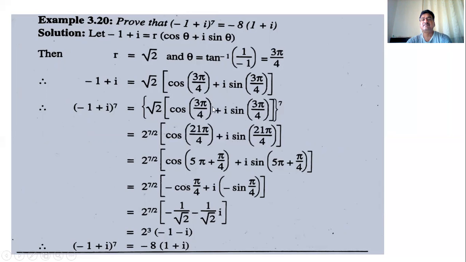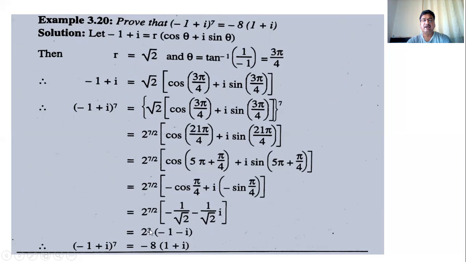So this becomes cos of 3 pi into 7 by 4, that means 21 pi by 4, plus i sin 21 pi by 4. And then the value of cos 21 pi by 4 is cos of 5 pi plus pi by 4, plus sin of 5 pi plus pi by 4. And cos of 5 pi plus pi by 4 is minus cos pi by 4, and this is minus sin pi by 4. And then the value of minus cos pi by 4 is minus 1 by root 2, and the value of sin pi by 4 is 1 by root 2.